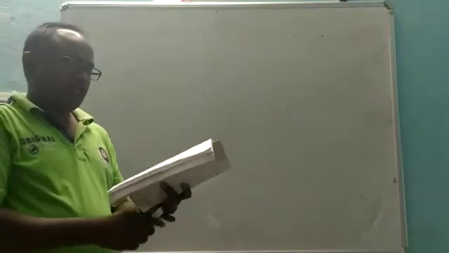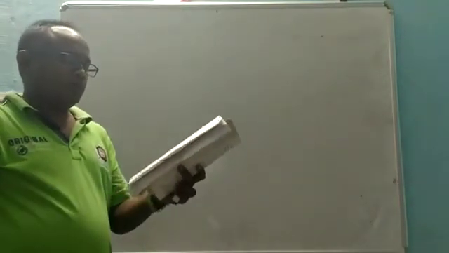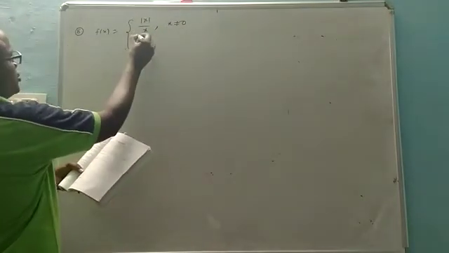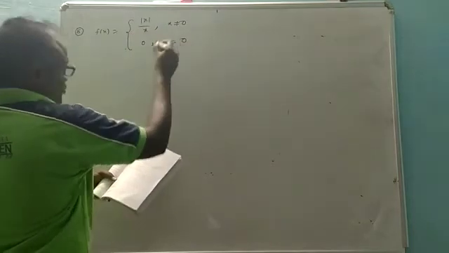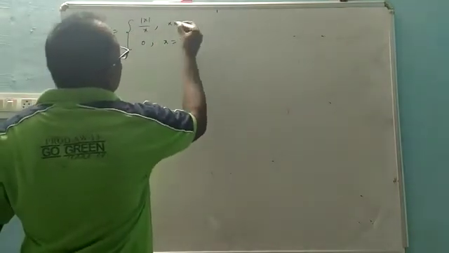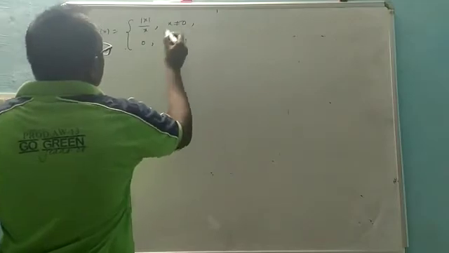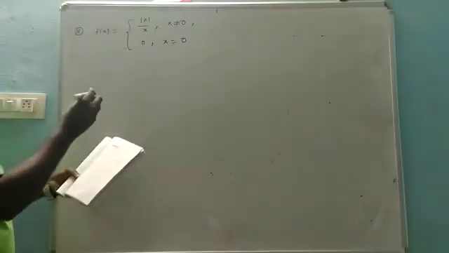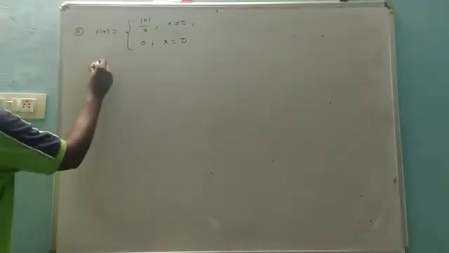So the 6th problem is completed, 7th problem completed. What about the 8th problem? Here also f of x is equal to mod x upon x if x is not equal to 0, and 0 at x is equal to 0. Here not equal to 0 means one more condition. Now identify at x is equal to 0 whether the given function is continuous or discontinuous.